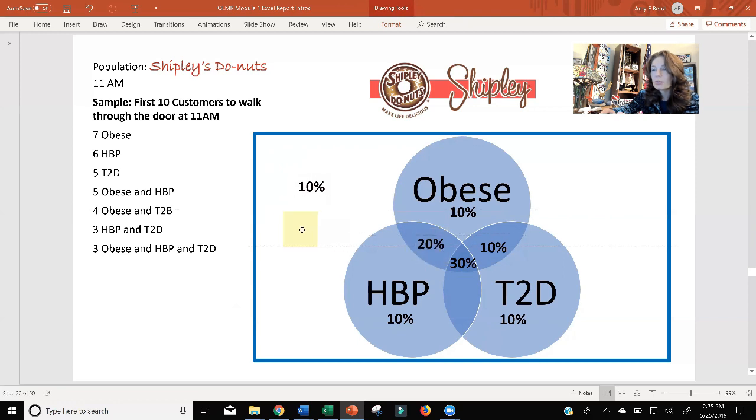So when you do a survey and you conduct the survey properly and you get these numbers, then you would be able to say, looking forward in the future, you would be able to predict about how many people walk into Shipley's Donuts at 11 a.m. who are going to have obesity, high blood pressure, and type 2 diabetes. So that's what it means when we talk about probability. And we're going to look at that in our Excel report.